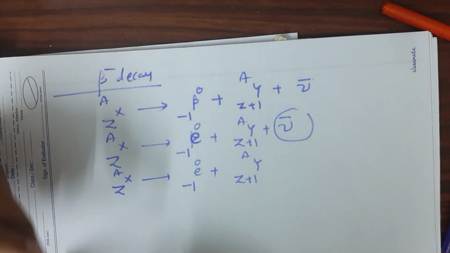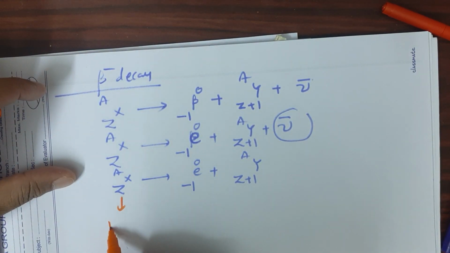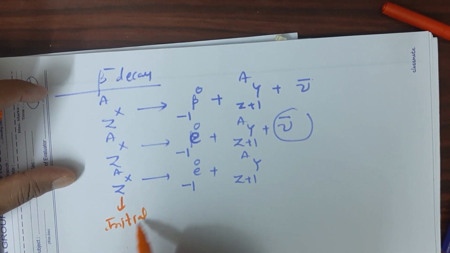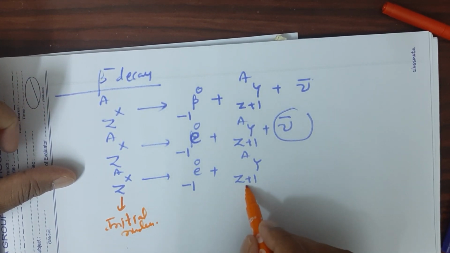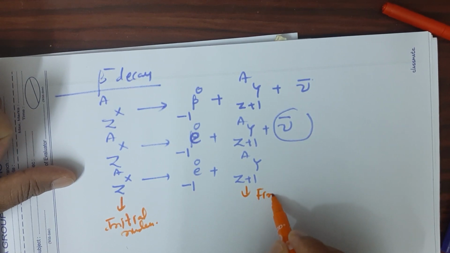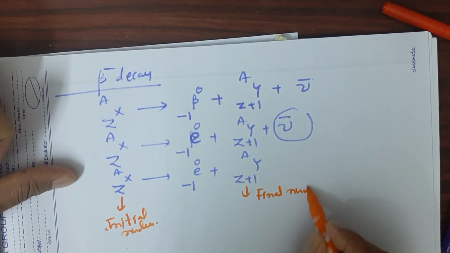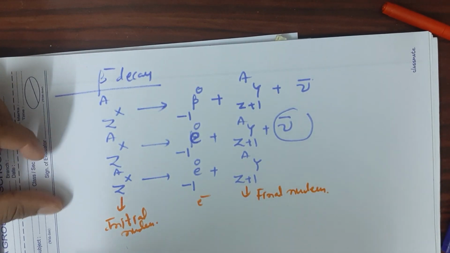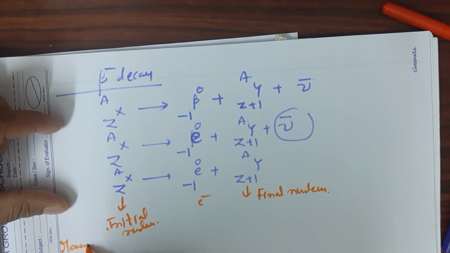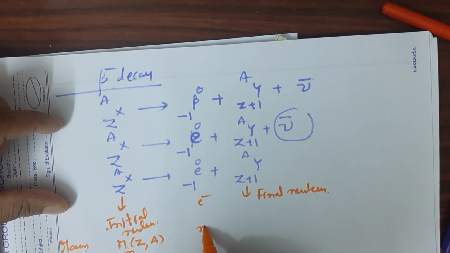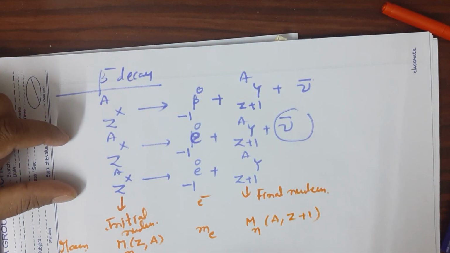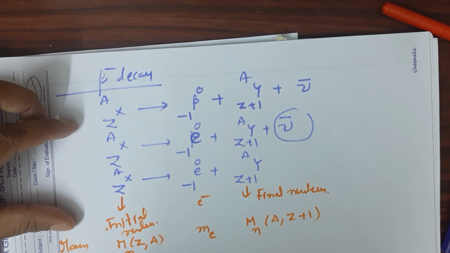So here ZXA is the initial nucleus, or parent nucleus. This is the daughter nucleus, or final nucleus, formed after disintegration. This is the electron. Let us consider their nuclear masses. Its mass I am writing as Mn of ZA, electron mass say Me, and final nucleus mass Mn of A Z plus 1. Then we can write the mass defect.